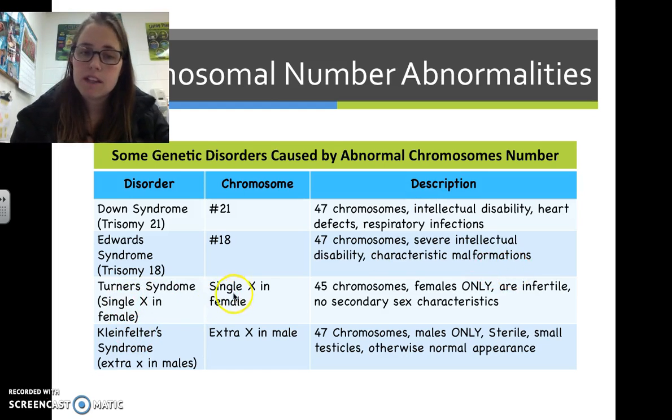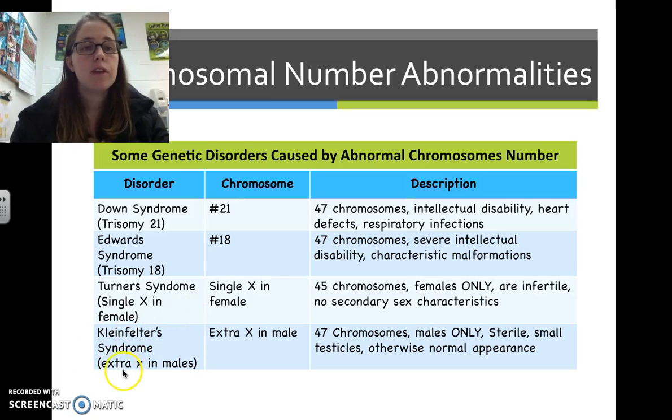Turner syndrome is a single X in a female. Remember, females are supposed to have 2 X's, so that means they are short a chromosome, so there's only 45 chromosomes. Females only get this. They are infertile, they can't have kids, and they don't have any secondary sex characteristics. So when you go through puberty, all those sex characteristics you notice on the outside, ladies who have Turner syndrome do not get any of those.